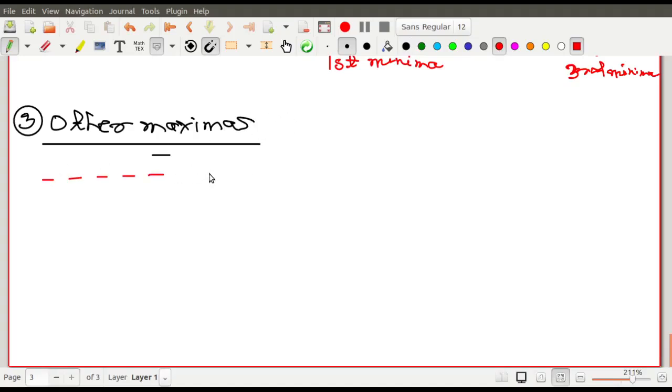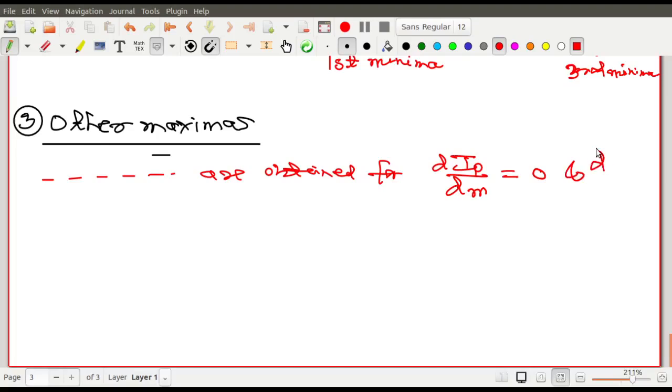লিখবে other maxima are obtained for dI/dm, not theta, এখানে m ছিল, dI/dm is equal to 0 and d²I/dm² less than 0.